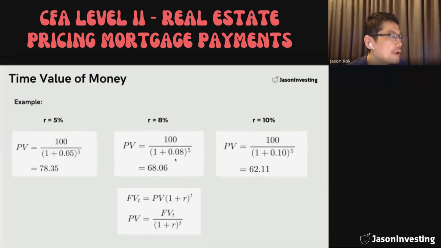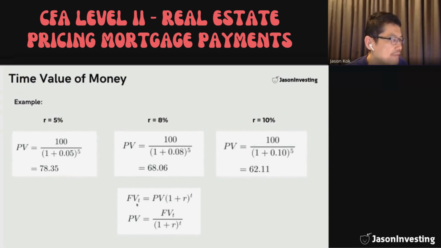But if your required rate of return is 8%, the PV goes down to 68.06. This means that you will pay an even lower price. So this makes sense, right? You pay a lower price now, $100 in the future. So that would naturally mean that your return will be higher. And likewise for R equals 10% it is even lower. This is the present value, it's just discounted back.